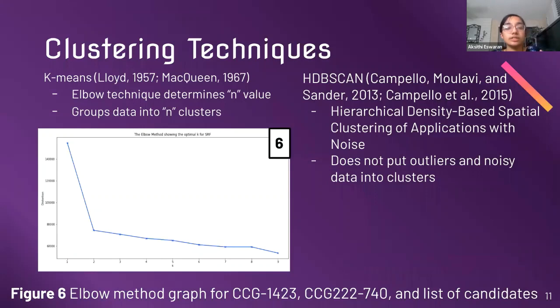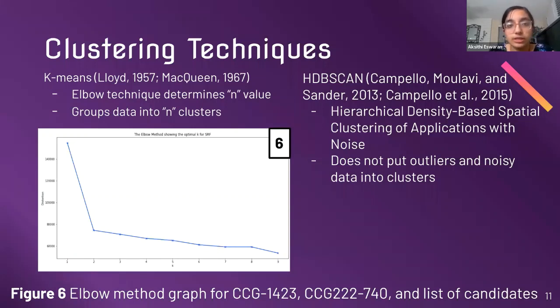So the two clustering techniques that we used were k-means and HDBSCAN. K-means takes in a parameter n, which determines the number of clusters that the data will be grouped into. And to determine this optimal value for n, we use something called the elbow technique. Shown on the slide is our elbow plot for our data set.